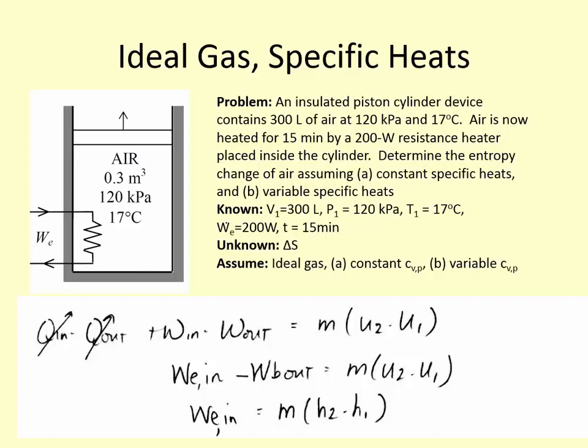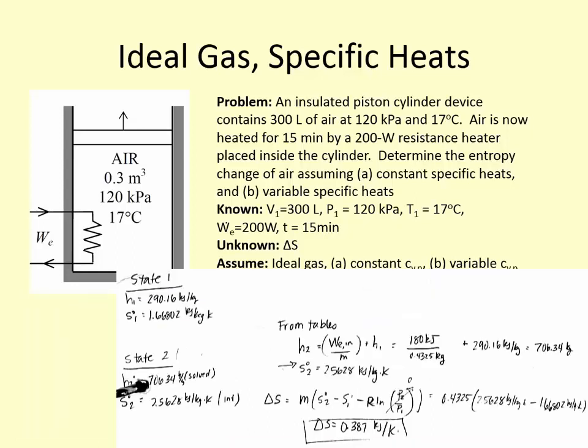So this is part B. I calculate H2 from that equation. I find that it's equal to 706.34 kilojoules per kilogram. So then I use that to find this S2 superscript. So through interpolation, I've calculated H2 as 706.34.